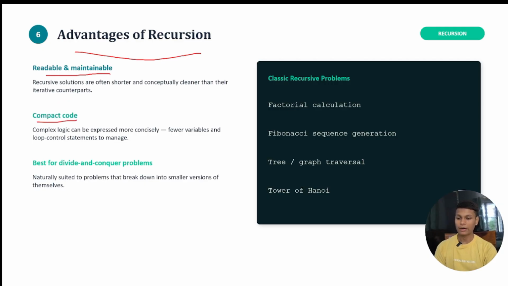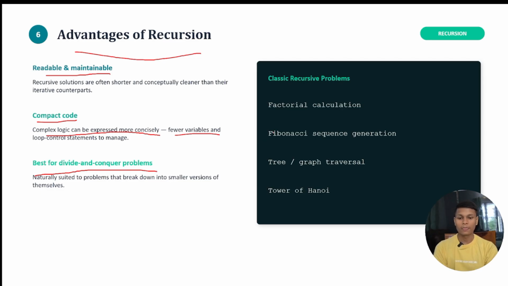recursion. Compact code means that it will make our code compact and reduce the lines of code. Complex logic can be expressed concisely. If the statement is too long, we do not have to write it again; we simply call our same function, and it will complete our logic. So it is better for divide and conquer problems.